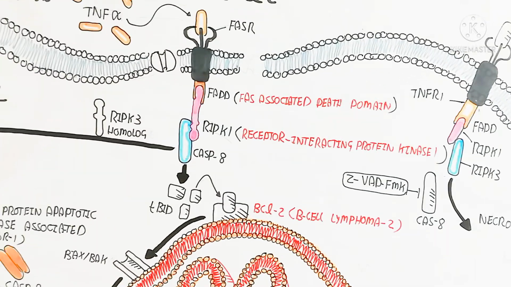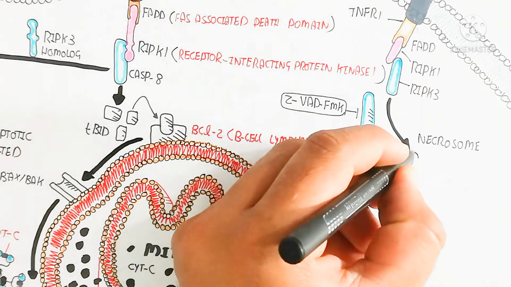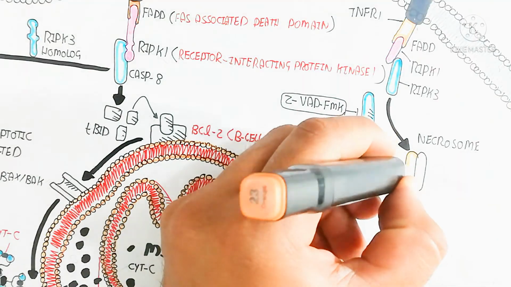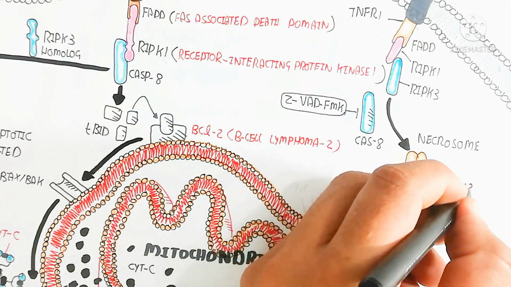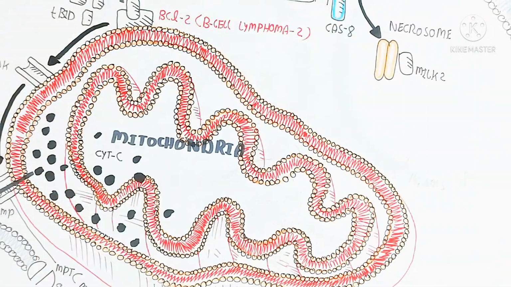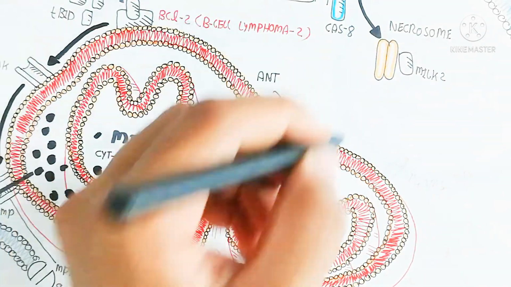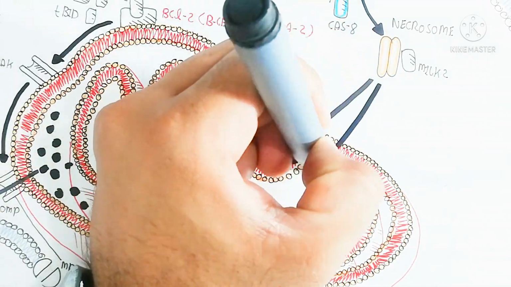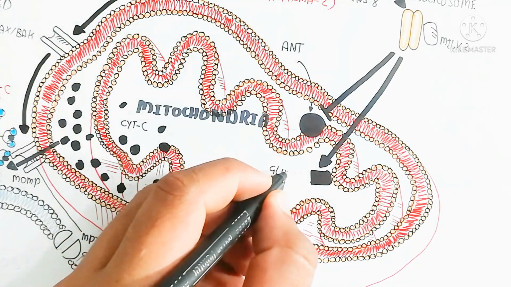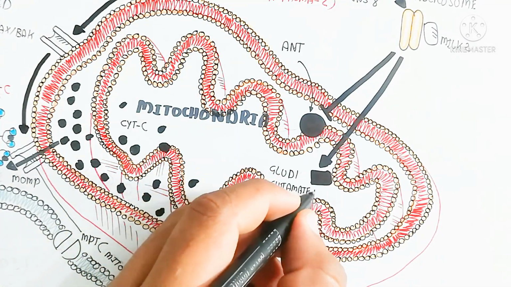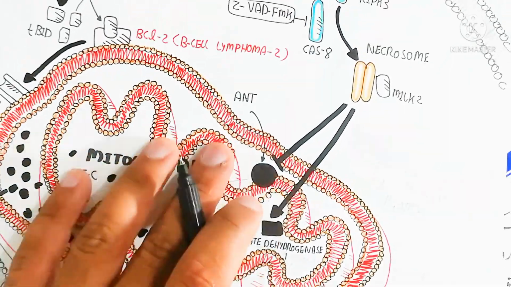This necrosome will bind with MLKL. After this binding, it will activate PGAM5, which will trigger DRP1, and DRP1 is very important. Here is the ANT. This ANT, present in the inner mitochondrial membrane, will be inhibited by this, because the ANT is important for survival, so it will be inhibited. In this way the apoptosis will occur.